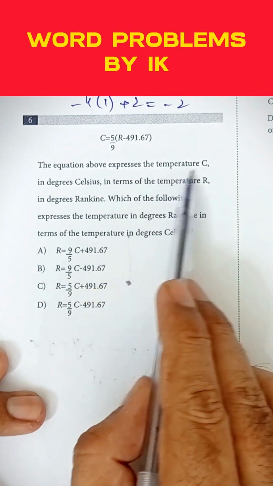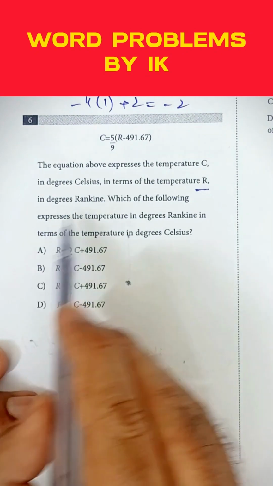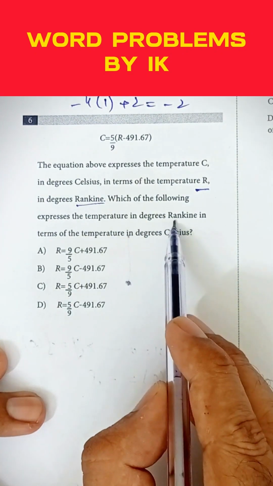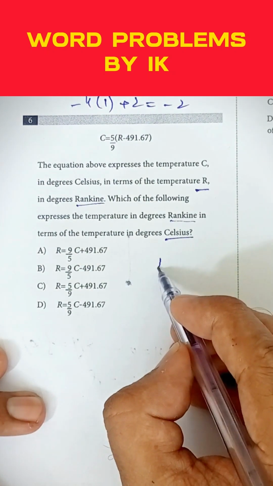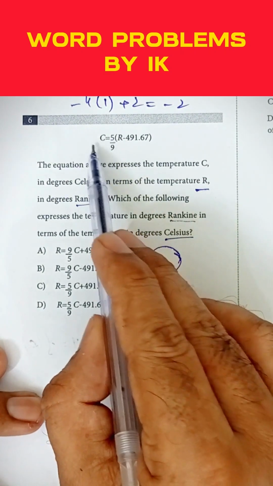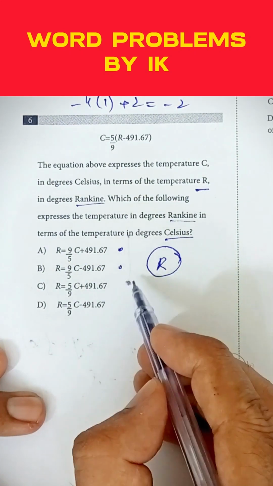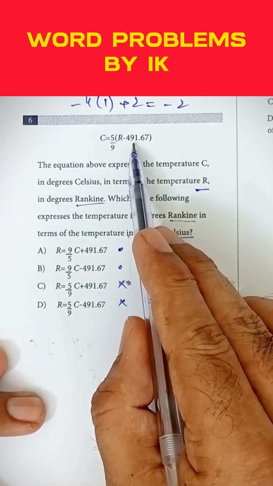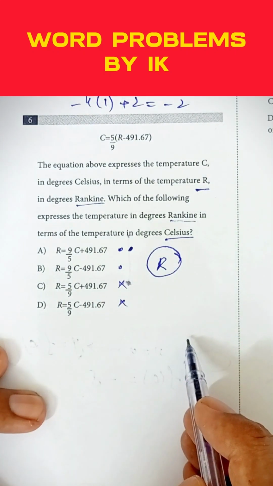The equation above expresses temperature C in degrees Celsius in terms of temperature R in degrees Rankine. Which of the following expresses the temperature in degrees Rankine in terms of the temperature in degrees Celsius? In other words, you have to make R the subject. First of all, when you transpose 5 over 9 to the other side, it becomes 9 over 5. So 9 over 5 is here, 9 over 5 is here. So these two are not the answer. And minus 491.67, which is negative here, on the other side it becomes positive. So this one is the answer. So A fulfills both conditions.